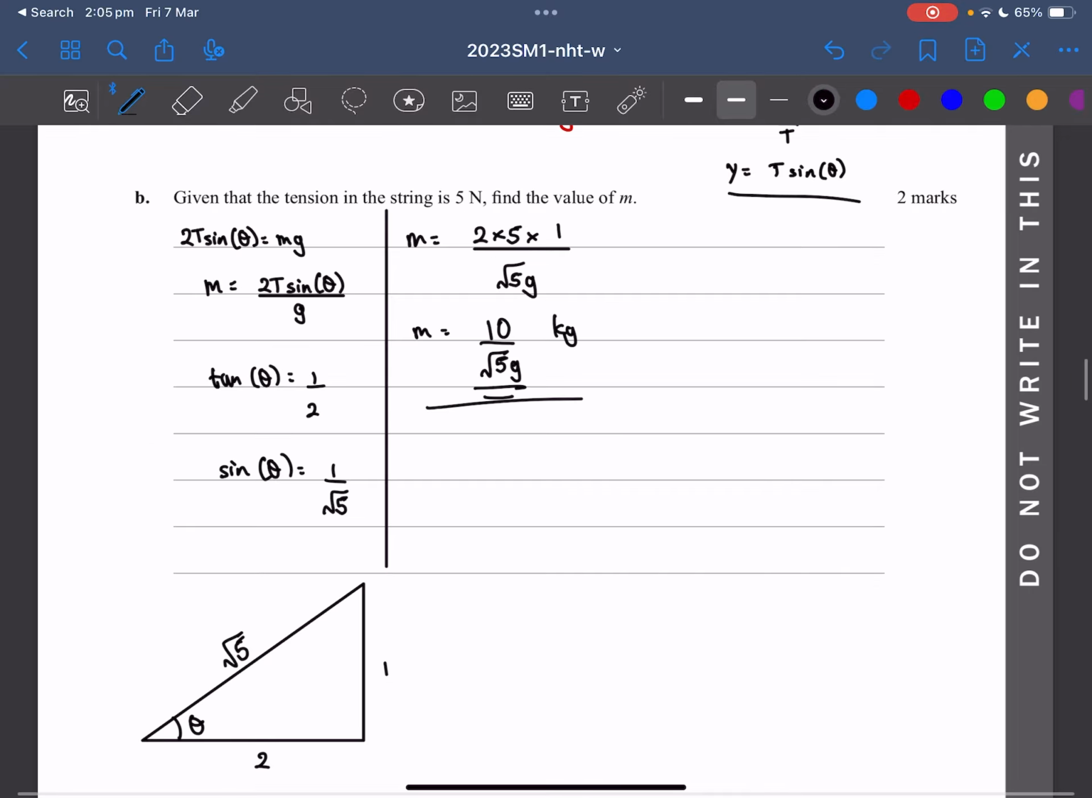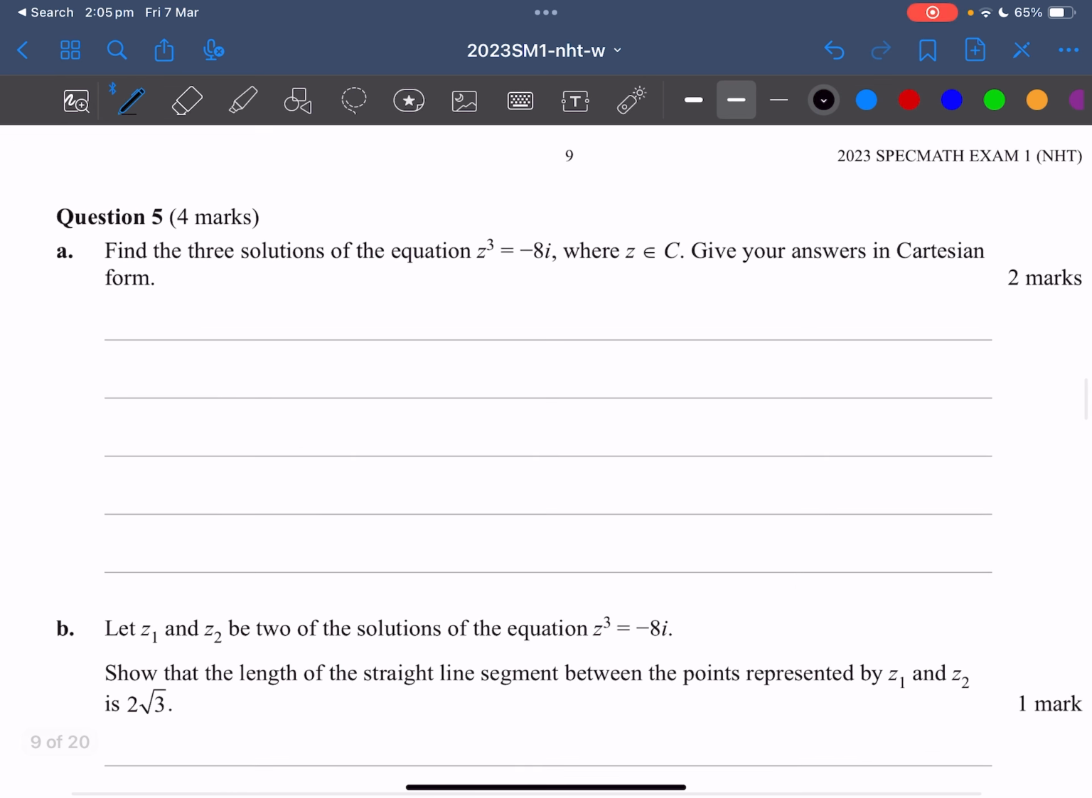Hopefully this made sense. All right, find 3 solutions of the equation z cubed is equal to minus 8i. Give your answers in Cartesian form. Okay, we can convert this into polar form. So z cubed is equal to 8 cis pi on 2 plus 2k pi, right? Oh, sorry, minus 8i. Okay, and k is, of course, an integer.